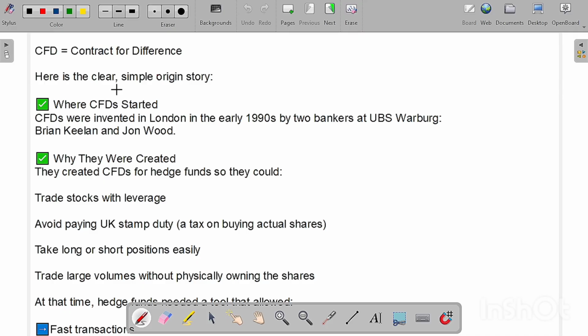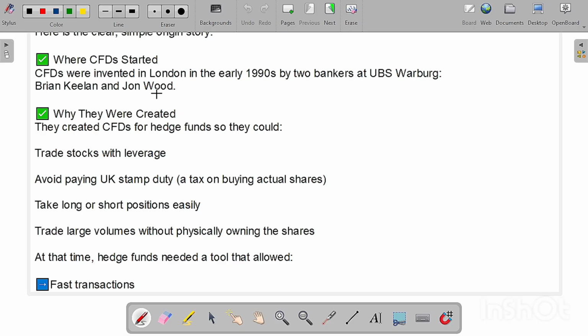So let's dive in. CFD equals contract for difference, like we have always been saying. And the next thing is the clear, simple origin story of contract for difference, where CFD started. CFD were invented in London in the early 1990s by two bankers at UBS Warburg, Brian Callan and John Woods.